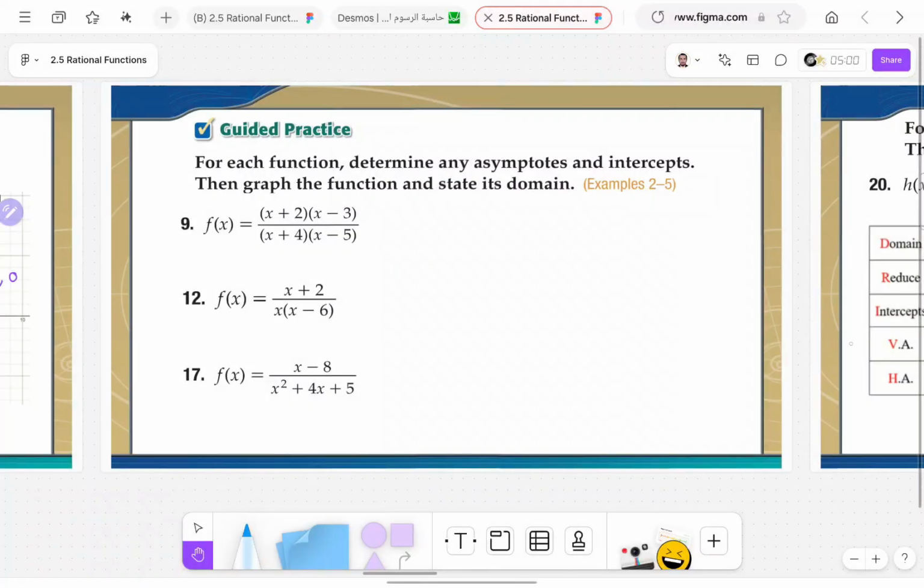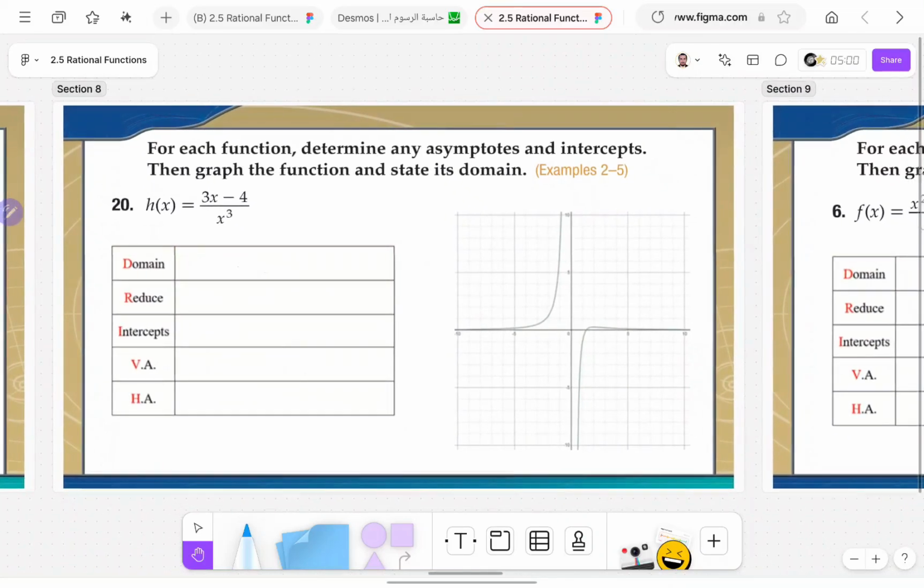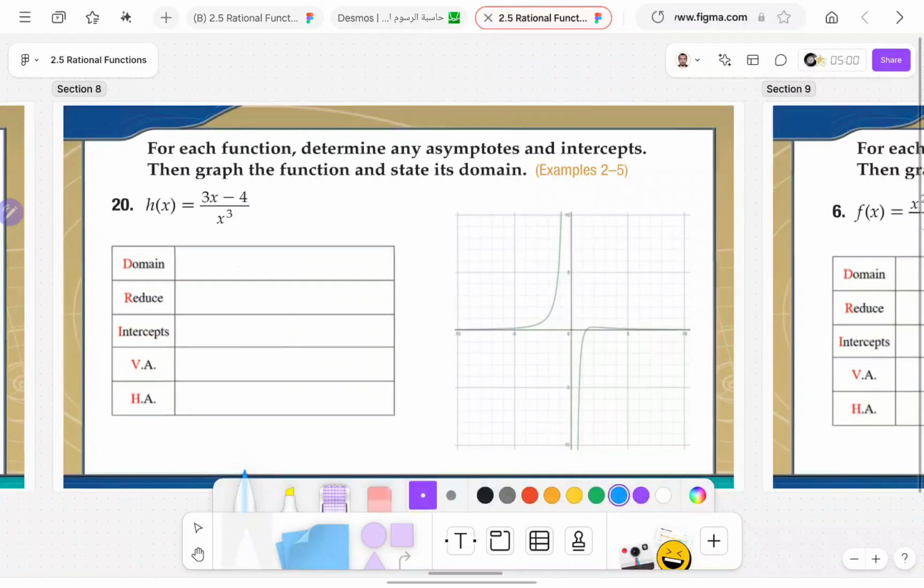Questions, try to solve them, and if you need help, please let me know. Now, let's take more examples about the holes and about the horizontal asymptote. Now, look at this one here. So, the same idea. Now, let's find the domain.